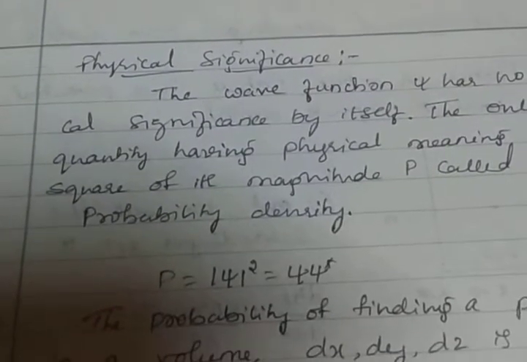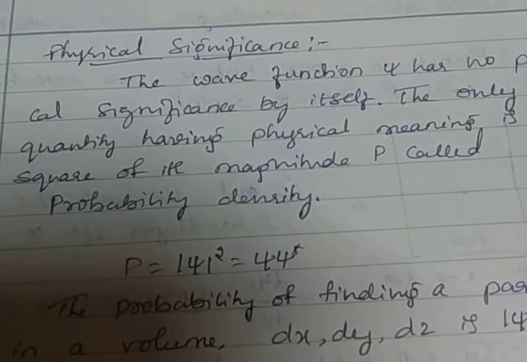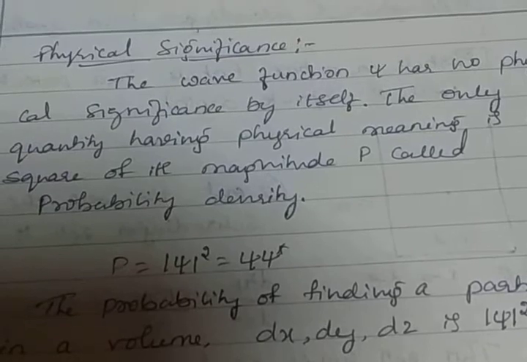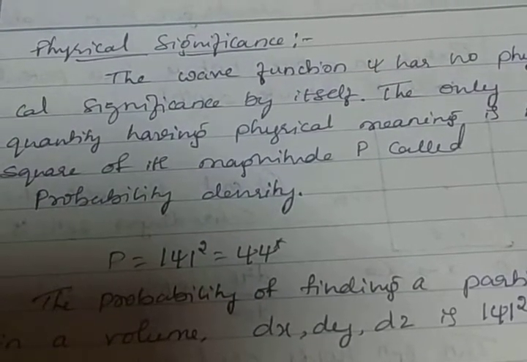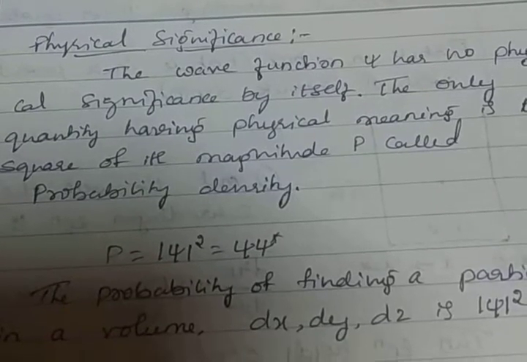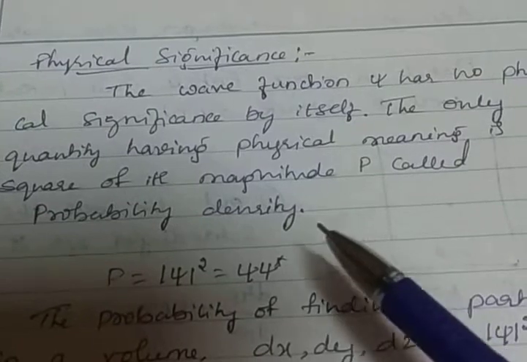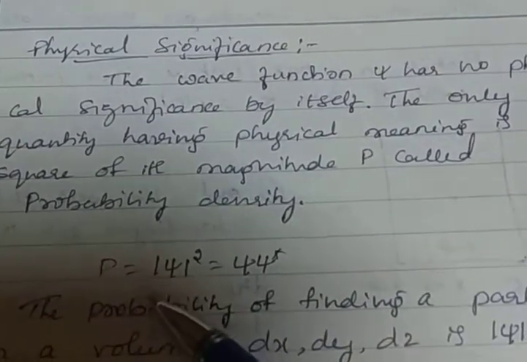Next is the physical significance of the wave function. The wave function, represented by xi, has no physical significance by itself. The only quantity having physical meaning is the square of its magnitude. It is called probability density. The probability density is represented by P.